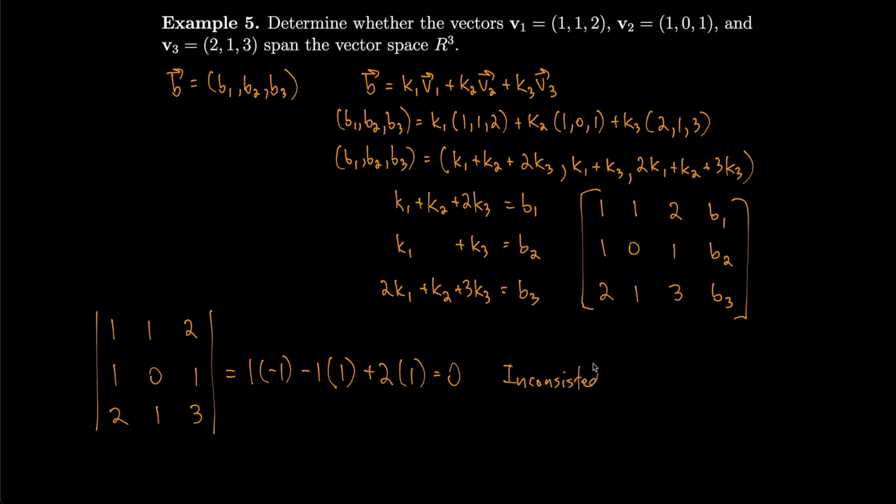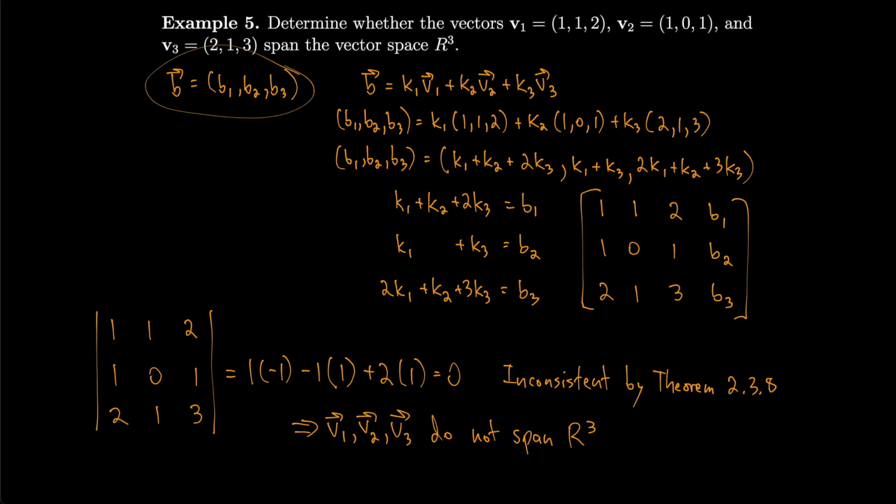Well, the matrix has determinant 0, so the system of equations is inconsistent by theorem 2.3.8 that we did previously. So that means that v1, v2, and v3 do not span R3, because if the system doesn't have solutions for b1, b2, b3, that means we can't build up all of the vectors of R3 from these three vectors.